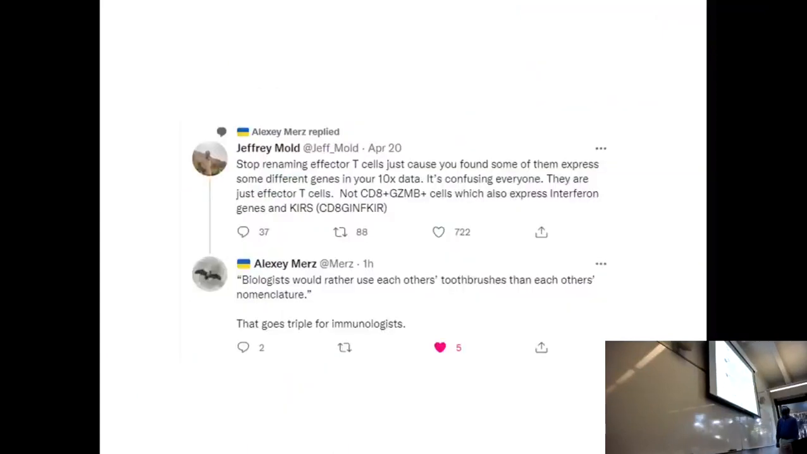So there's a lot of different things, and I just saw this on Twitter, which is scientists complaining about nomenclature. So if you thought nomenclature was annoying when you first got into organic, then it continues. And immune systems, yeah, there are some people who are like, oh, I've named a new kind of cell. We call it the CD8-GINFKIR, and nobody can, even these scientists, these are research scientists running labs, and they're like, no one can remember that. Biologists would rather use each other's toothbrushes than each other's nomenclature. And that goes for immunologists. Everyone wants to have their own nomenclature.